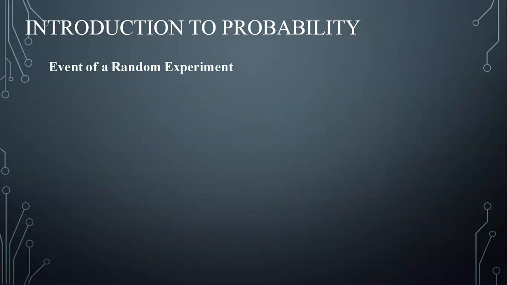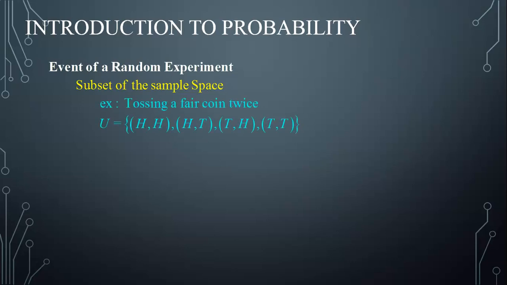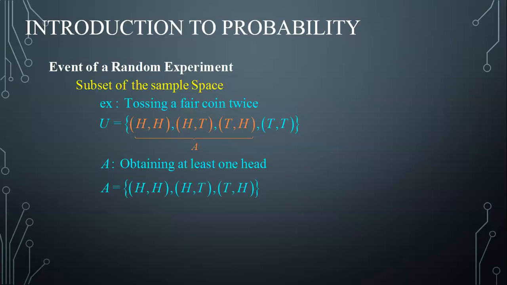Now, what is an event of a random experiment? That is a subset of the sample space. Going back to our example consisting of tossing a coin twice with that given sample space U, we consider the event consisting of obtaining at least one head. So going back to the sample space, these are the outcomes containing at least one head. So these outcomes form event A, which is a subset of U, and the cardinal of A is 3 as it contains 3 elements.